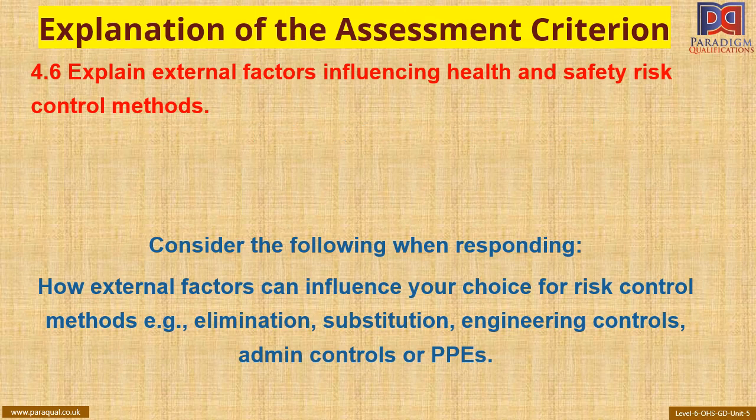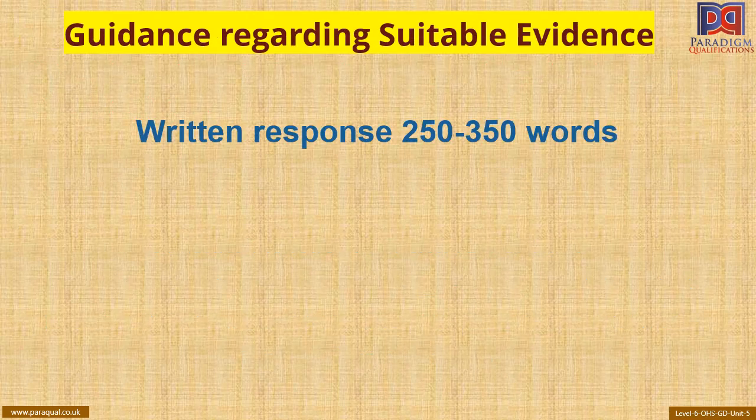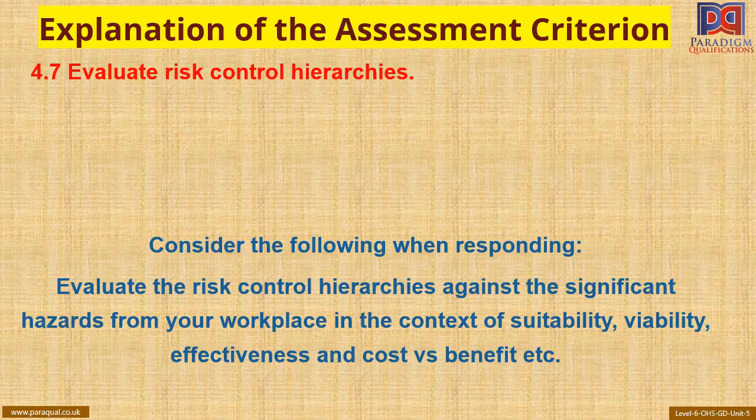4.6 Explain external factors influencing health and safety risk control measures. How external factors can influence your choice of risk control methods, for example, elimination, substitution, engineering controls, administrative controls, or personal protective equipment. Limit your response between 250 to 350 words.